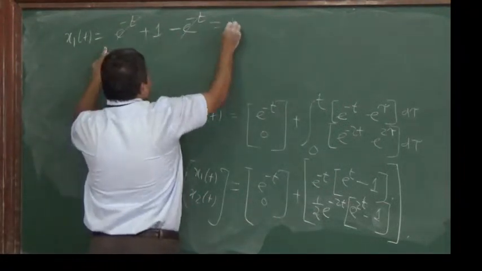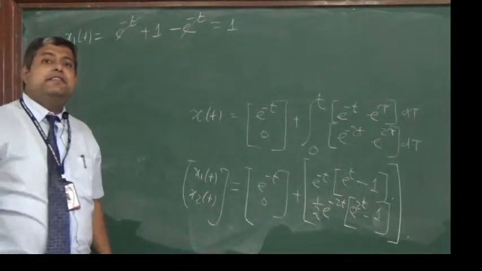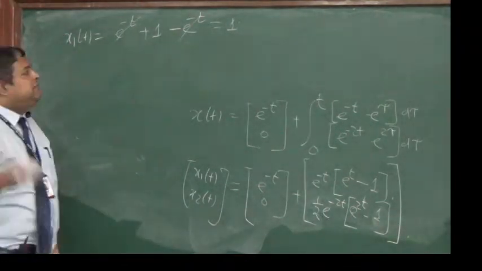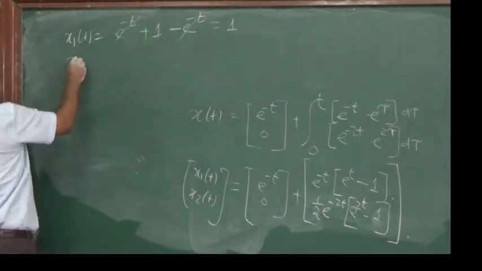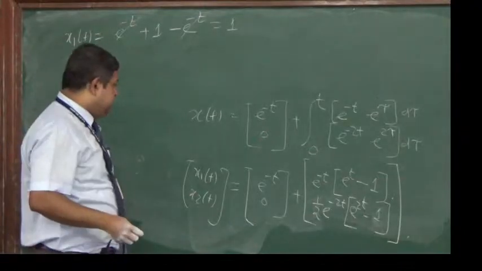So x1(t) is equal to 1. So what we find is the first state variable is a DC quantity. So there is no time parameter in the first state variable. What is x2(t)? We have to see.